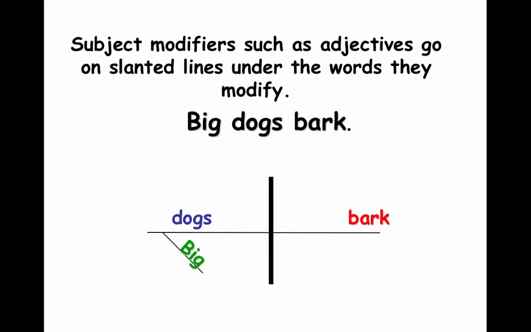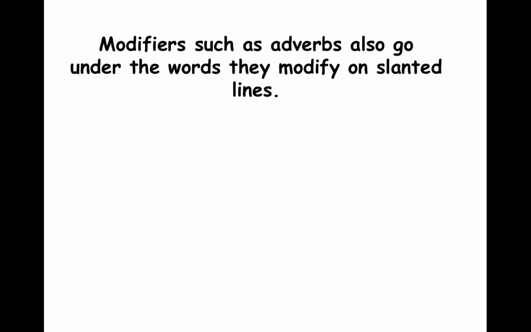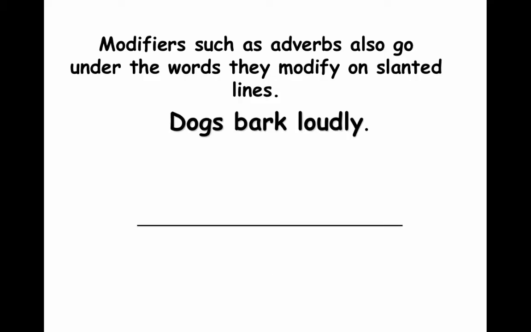Again, when we do a sentence diagram, we don't need to worry about punctuation, periods, commas, anything like that. Modifiers like adverbs go under the words they modify in slanted lines, so they would go under the verbs. So again, easy way to put it, okay? Dogs bark loudly. Just go step by step. We've got our dogs, which is our subject. We have bark, which is going to be our verb. How do they bark? They bark loudly.